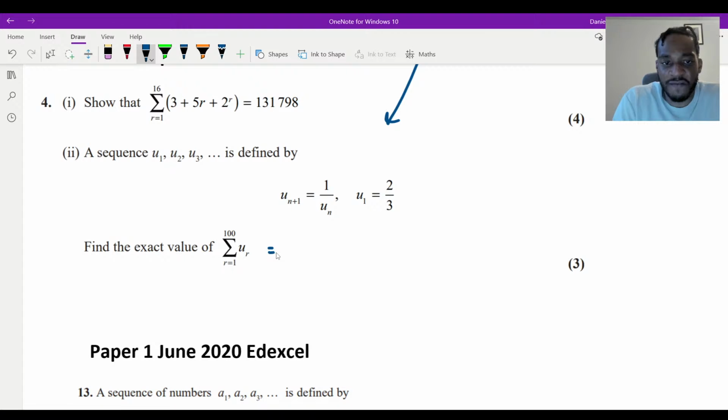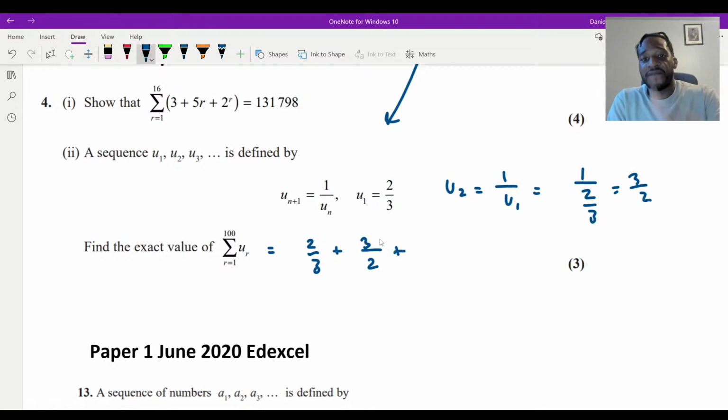So this one, I'll just run through it very quickly. We've got u_{n+1} = 1 over u_n, and u1 is 2 over 3. So u1 is 2 over 3, and then u2 is going to be 1 over u1. That's 1 over 2 over 3, which is 3 over 2. So we get 3 over 2, and then u3 is going to be flipped over again. So it's going to be like that.